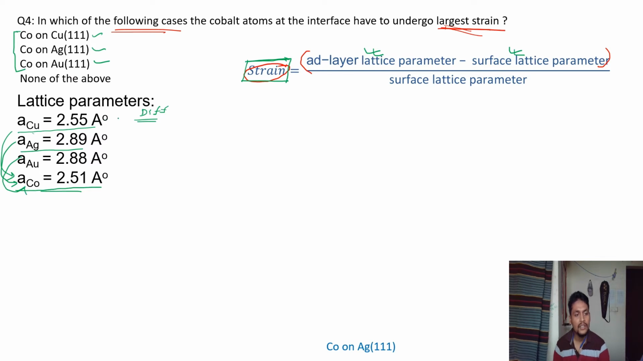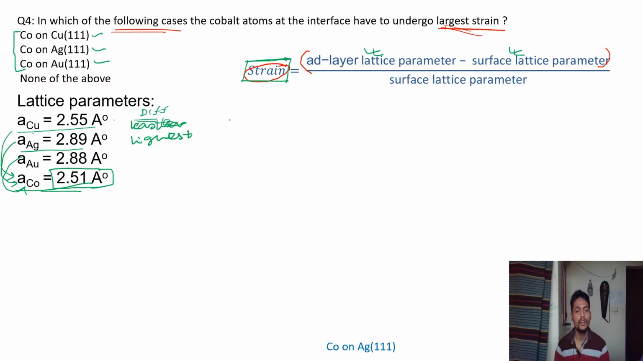You can clearly see these two have the least strain, Cu and Co, and Ag and Co have the highest strain, right? Because we are always taking the minus from the surface lattice parameter. So, sorry, minus from the add layer lattice parameter, and that is always fixed in this case, right? So we have got everything.